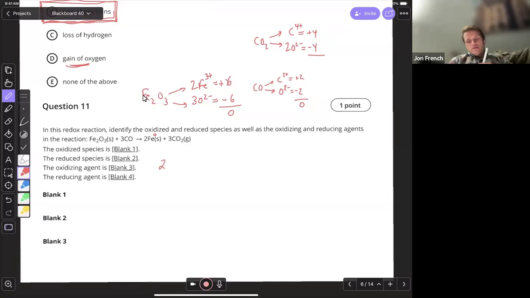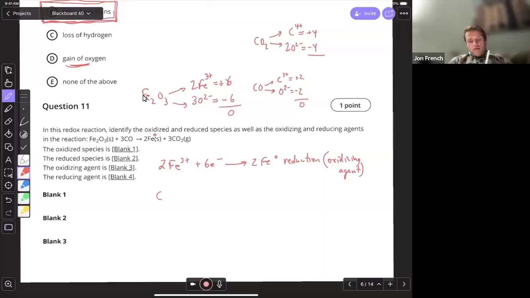I've got 2 irons at 3+, right? They must gain 6 electrons total to go to 2 iron, that's 0. Gain of electrons, that's reduction, which makes this the oxidizing agent. And then carbon monoxide to carbon dioxide.